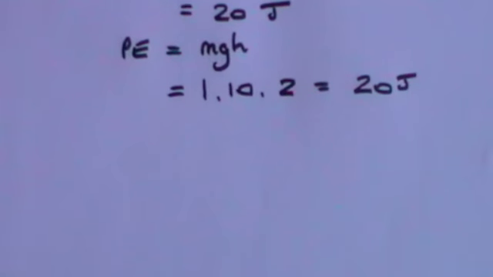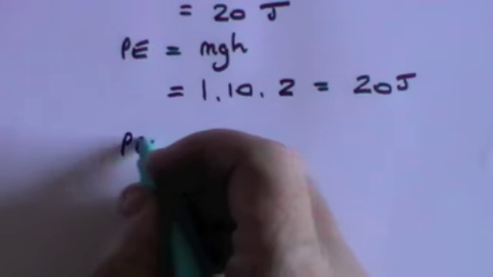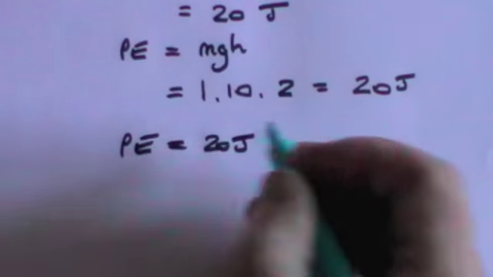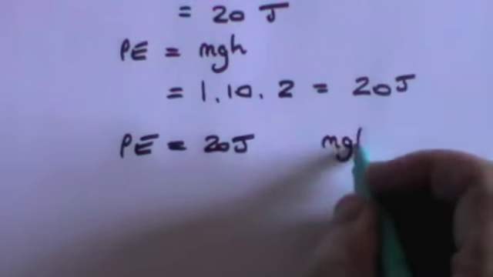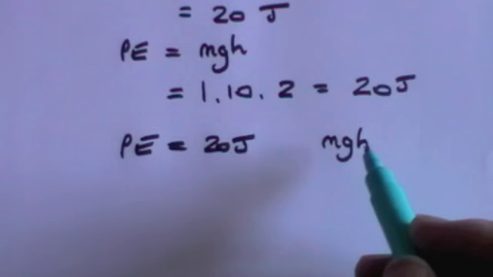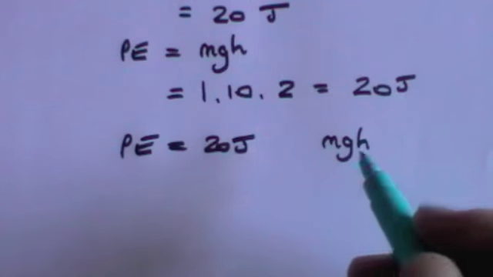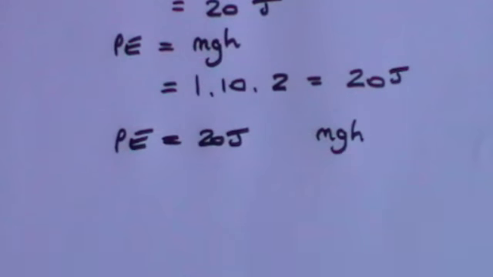What is the velocity with which it hits the floor? Well, we know that it had a potential energy of 20 joules. When it hits the floor, the potential energy will be 0 because mgh will be 0, because h is the height above the floor, and when it's on the floor there is no h. It's all been converted into kinetic energy.